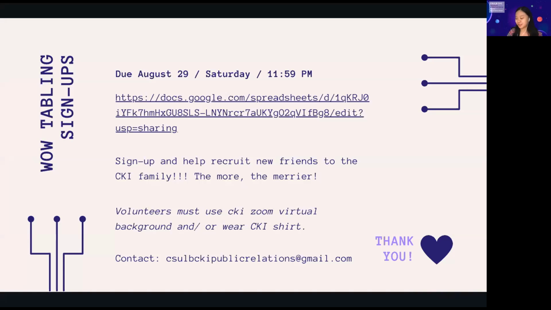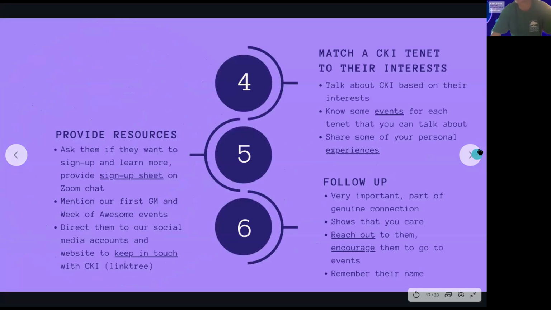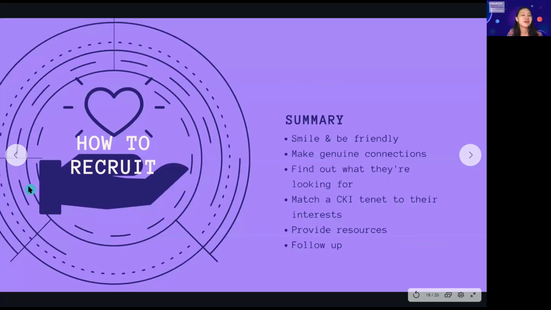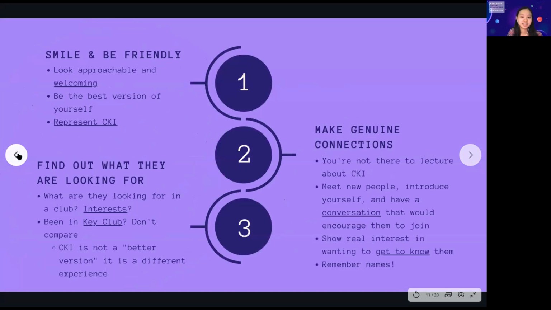That was a pretty short workshop. Min has his hand raised. Professor Kyla, what was number 3 again? Match a Circle K. Oh, no, find out what they're looking for. If you want to see the detail, I could also share these slides with you guys. I'm also recording, so if you sign up for a tabling shift, Kyla's going to send you all the info.